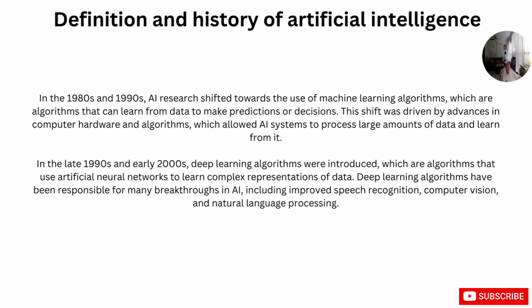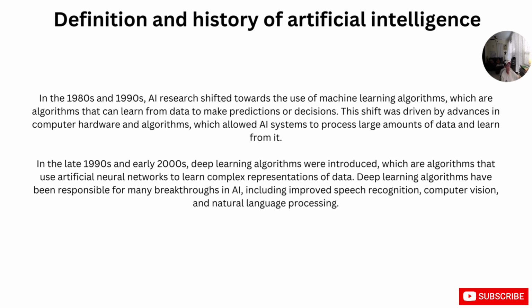In the 1980s and 1990s, AI research shifted towards the use of machine learning algorithms, which are algorithms that can learn from data to make predictions or decisions. This shift was driven by advances in computer hardware and algorithms, which allowed AI systems to process large amounts of data and learn from it.